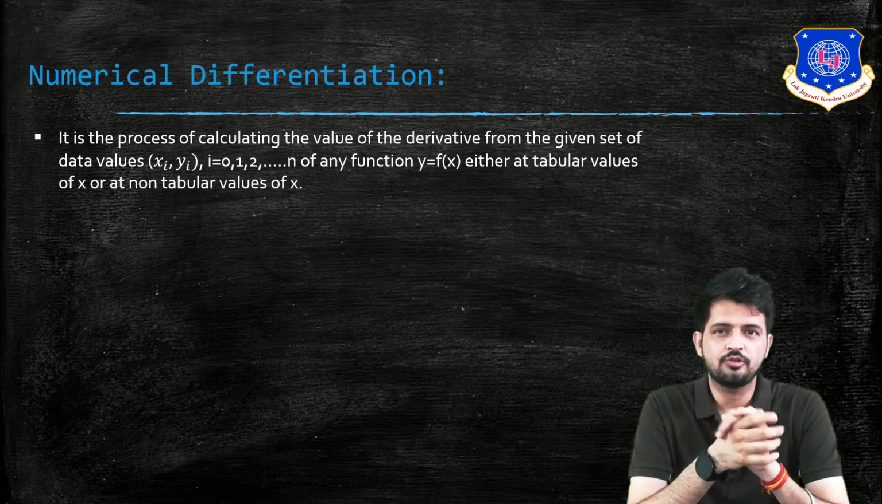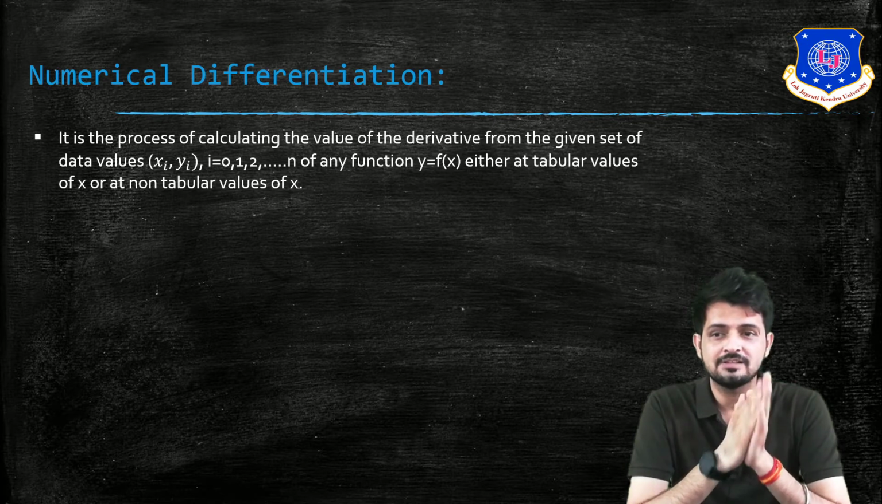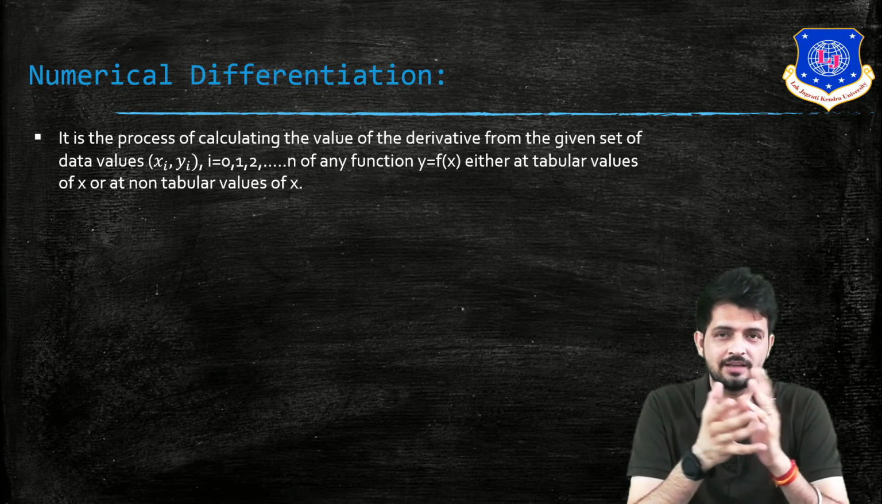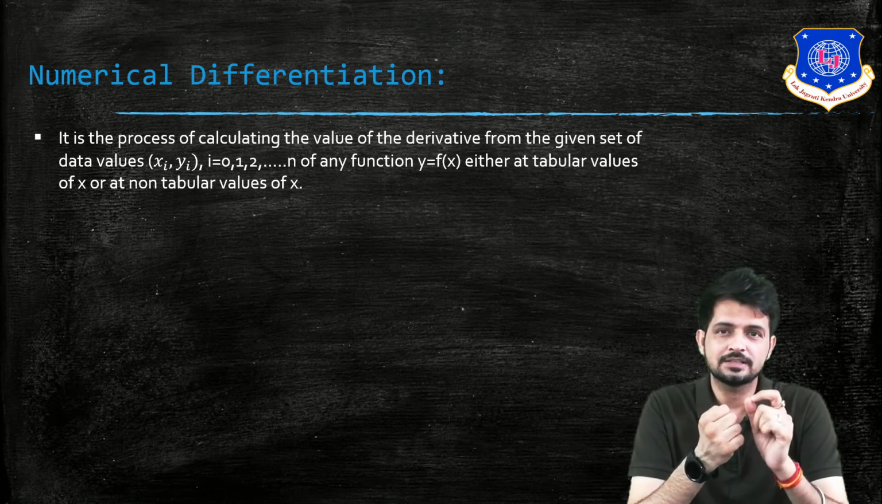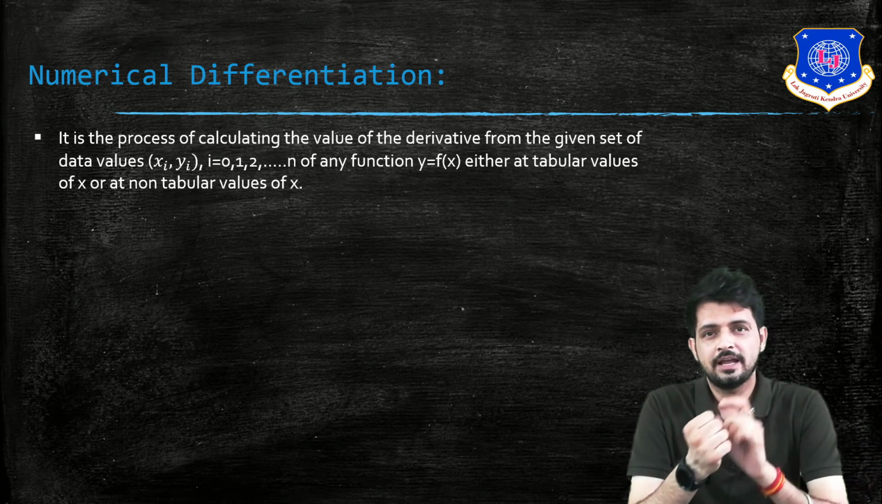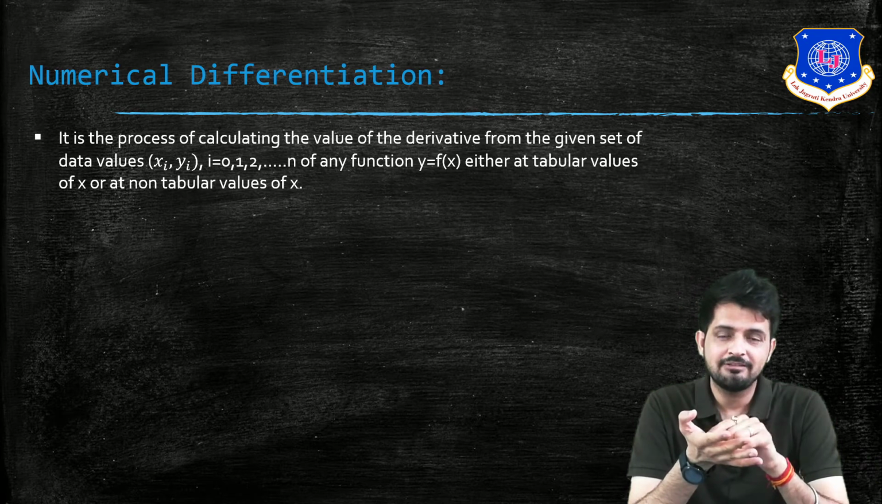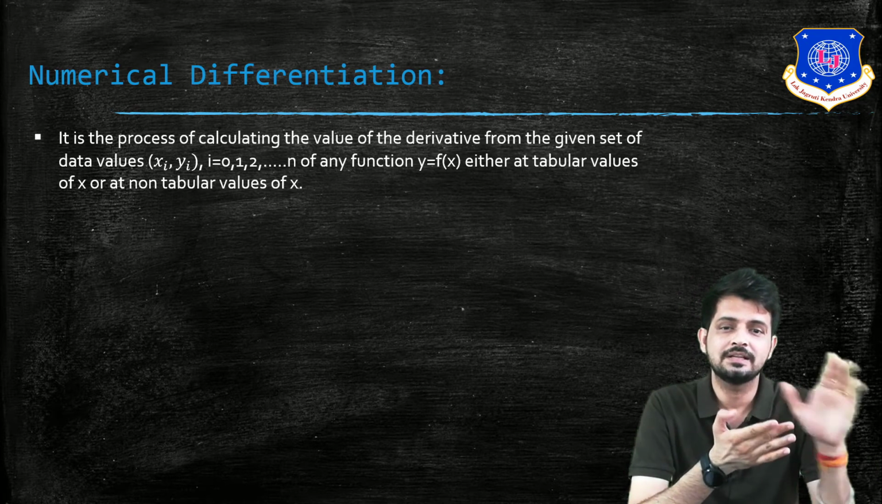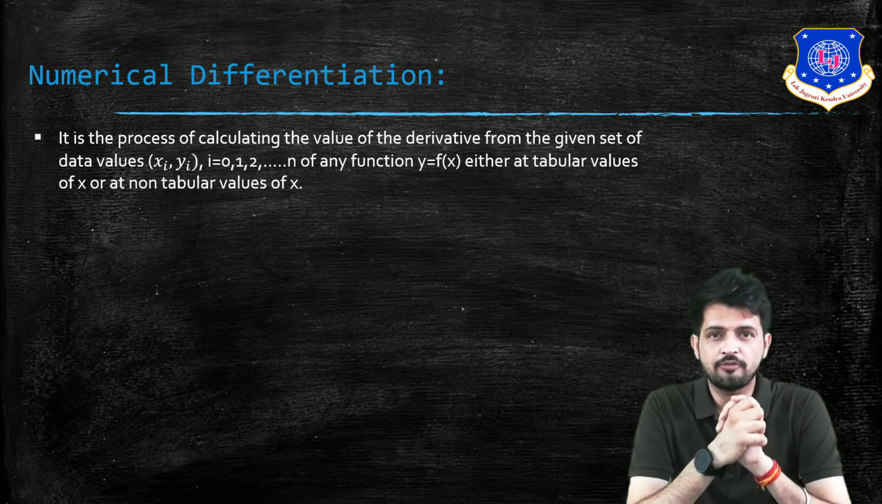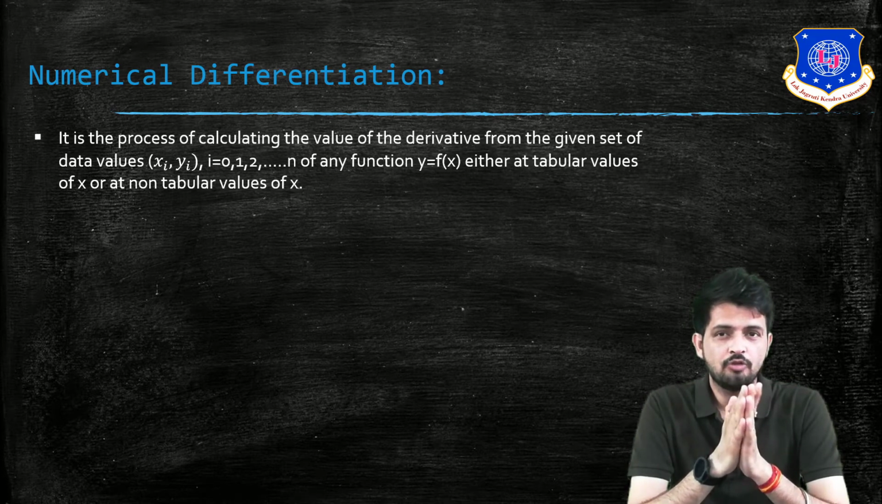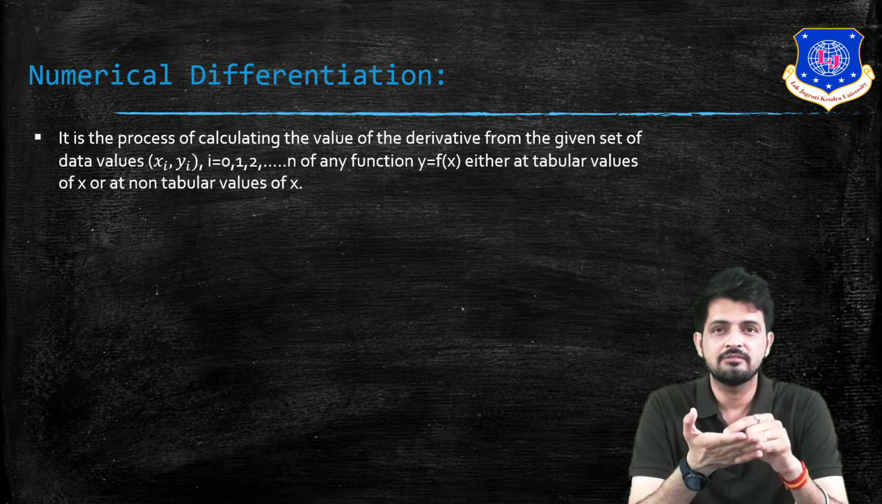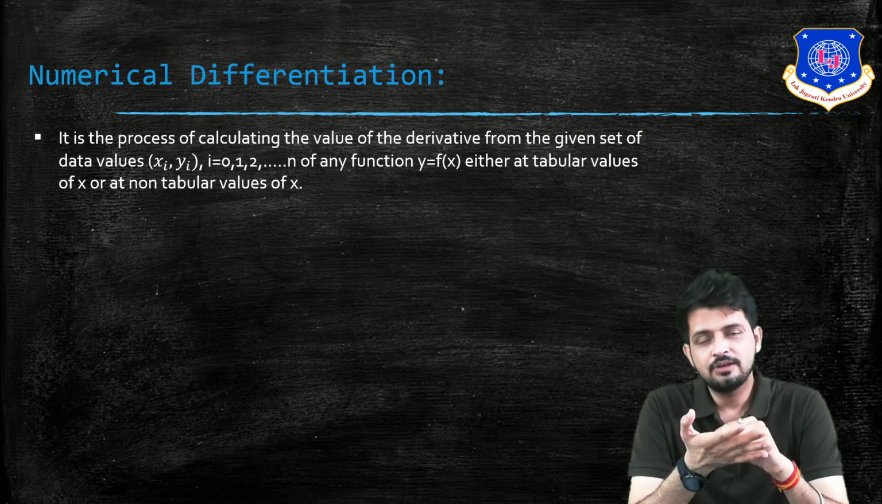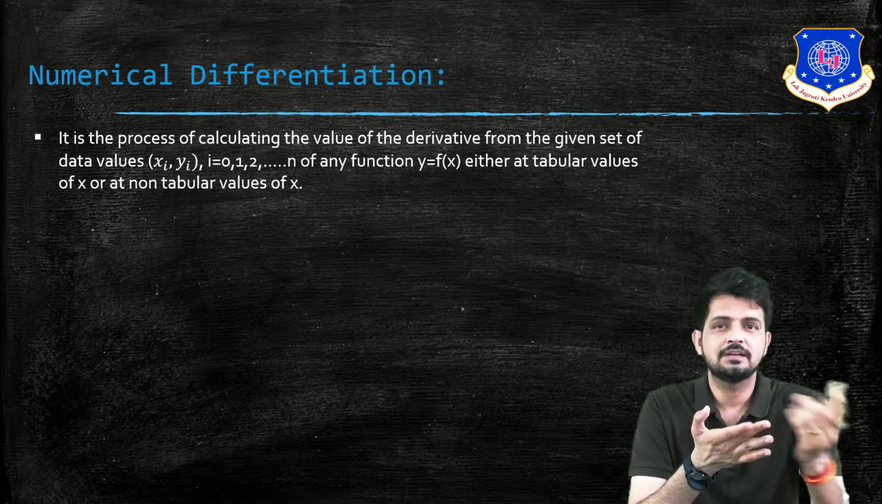Let us first of all define numerical differentiation. It is the process of calculating the value of the derivative from the given set of data values. The given set of data values will be x0, x1, x2, x3 and so on, and the corresponding values of y will be y0, y1, y2, y3 and so on, where y is equal to f of x. Now we have to find the derivative of the given function at different values of x, and those values of x can be tabular as well as non-tabular.